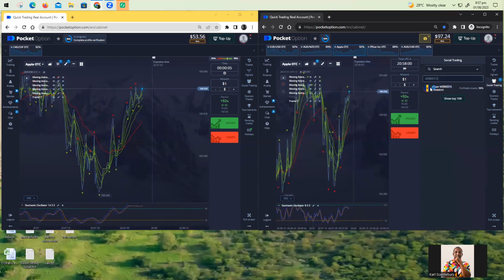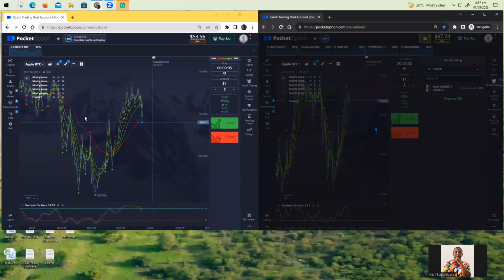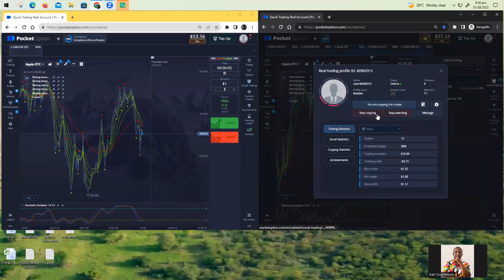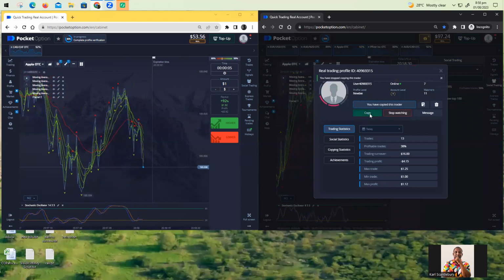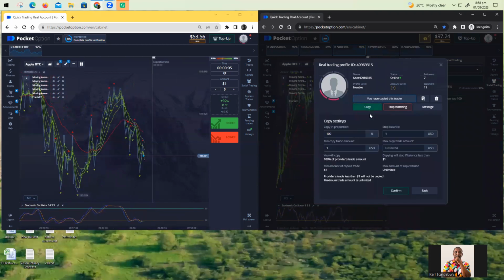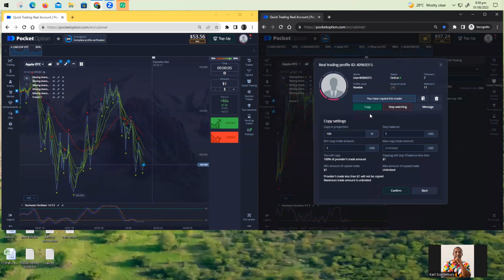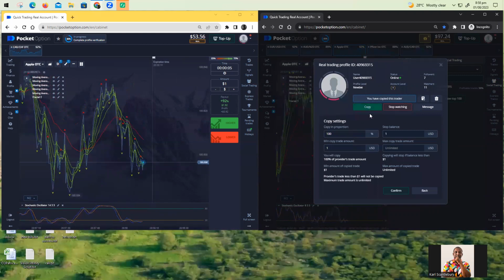So I am going to configure this account to follow the account on the left. Okay, I'm going to hit stop copying. No, copy. So we just went through the reasons why we fund the account for this purpose. Now we're going to jump right into question number two.